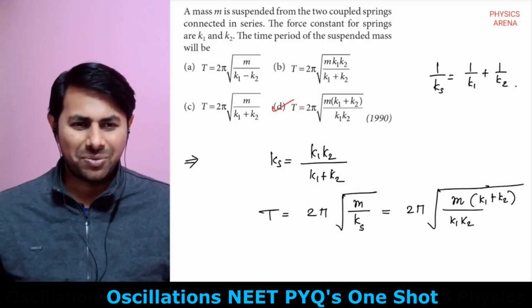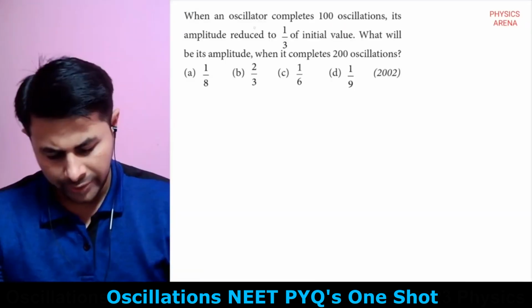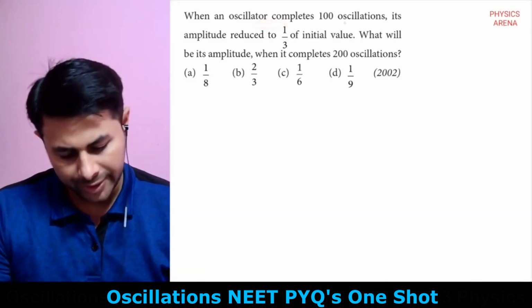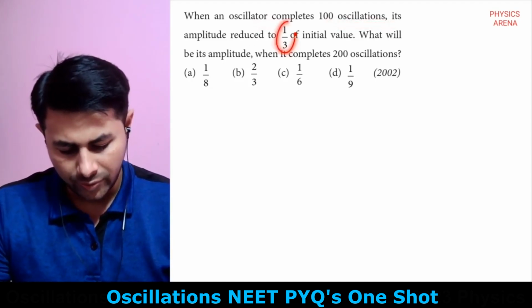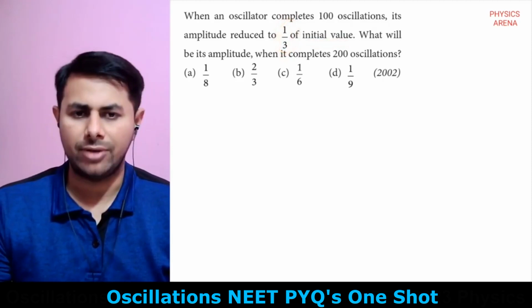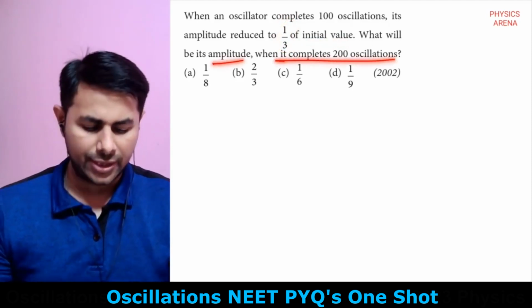Right, very good. It's option D. Okay. When an oscillator completes 100 oscillations, its amplitude reduces to one third of its initial value. What will be its amplitude when it completes 200 oscillations?